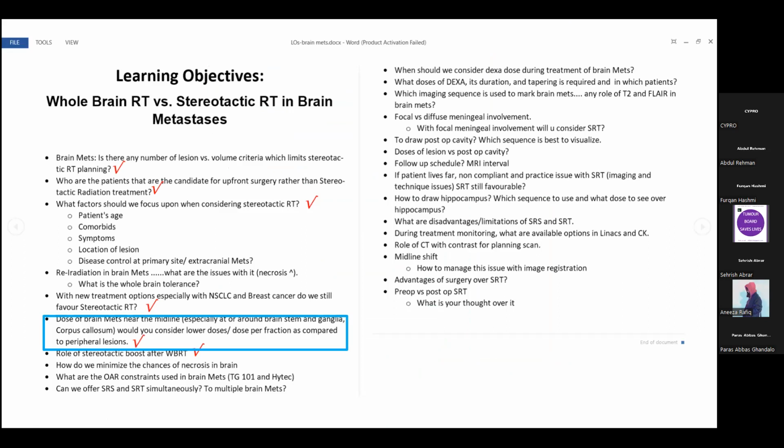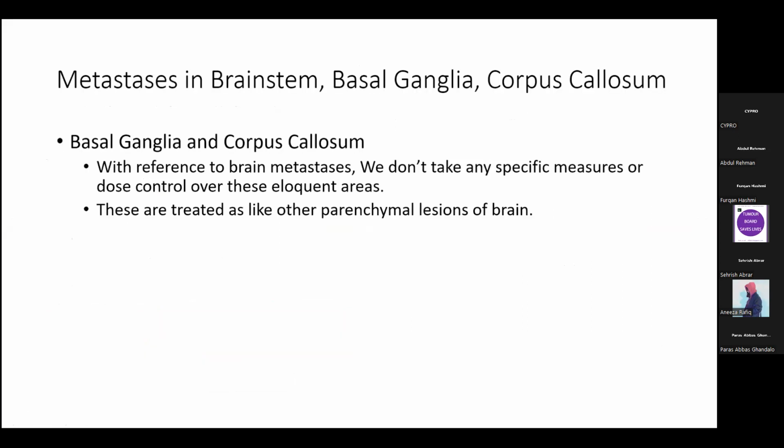So, does brain metastasis near the midline matter? That is one of the objectives here. They asked about the brainstem, basal ganglia, and corpus callosum. With reference to brain metastasis, we don't take any specific measures or dose control over the basal ganglia and corpus callosum. Although they are eloquent areas, we don't take any. And I'm talking with reference to brain metastasis.